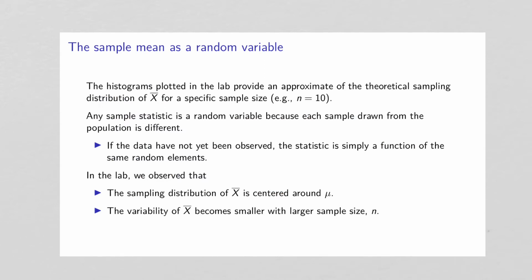The histograms plotted in the lab provide an approximation of the theoretical sampling distribution, just like I did right there, for X bar for a specific sample size, in this case 10. Any sample statistic is a random variable because each sample drawn from the population is different. If the data have not been observed, the statistic is simply a function of the same random elements. In the lab, we saw that the sampling distribution is centered around mu, the population parameter, and the variability of X bar becomes smaller with larger sample size.